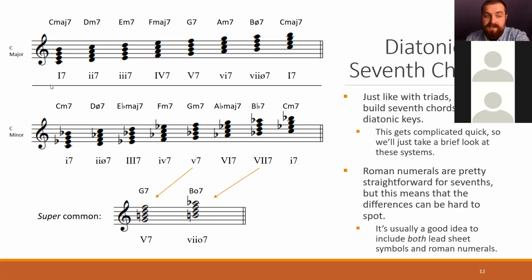Any major key is going to have this progression of seventh chords if you build a seventh chord from every diatonic scale degree. And this is the progression for minor chords, factoring in these two odd options. So, questions on diatonic seventh chords? Okay.